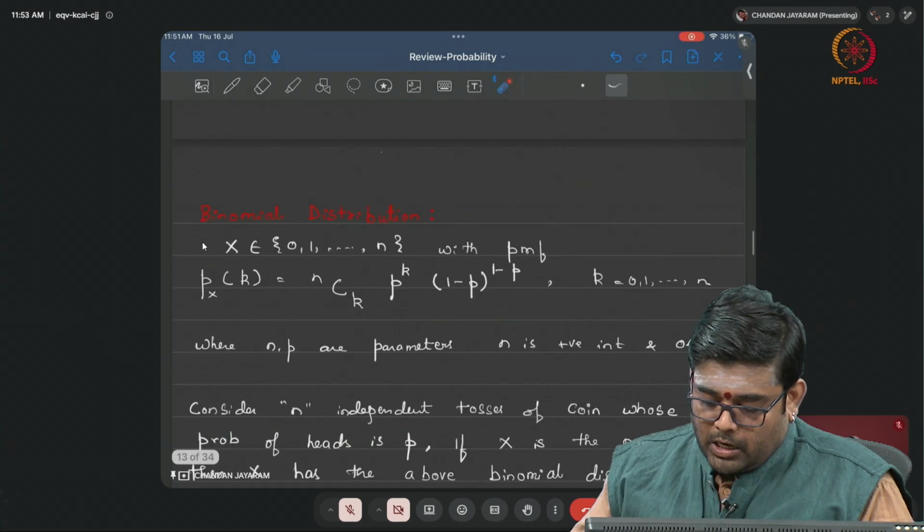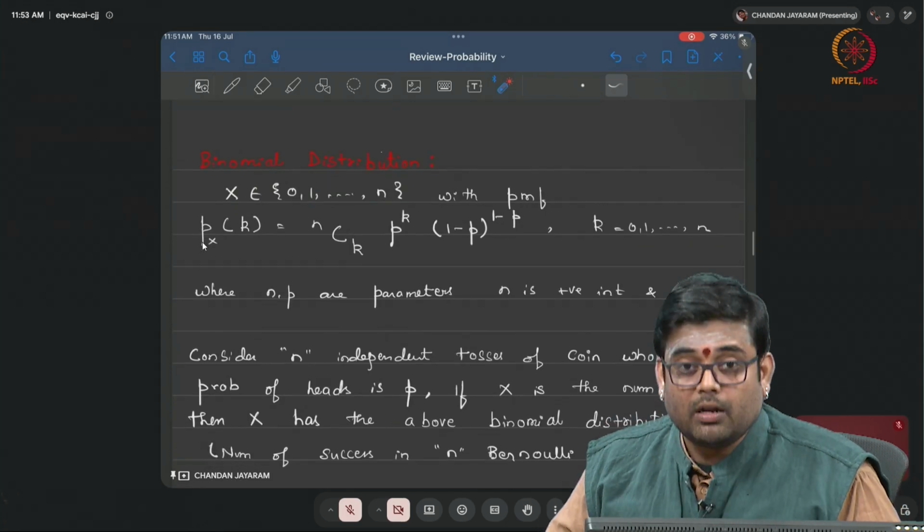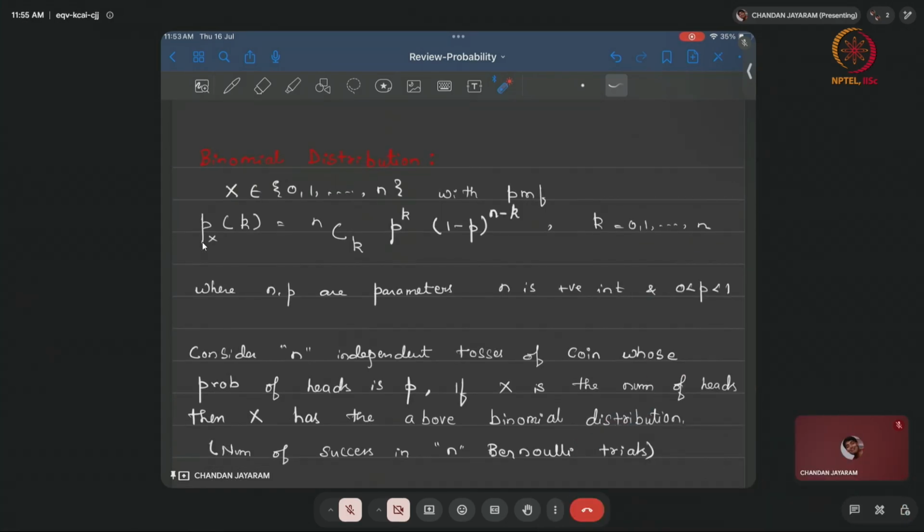Okay. Now we have the binomial distribution. This binomial distribution can be considered as n independent Bernoulli trials, with x taking the values 0, 1, till n. Now what is the PMF? How is this PMF defined? It is the PMF at the point k.